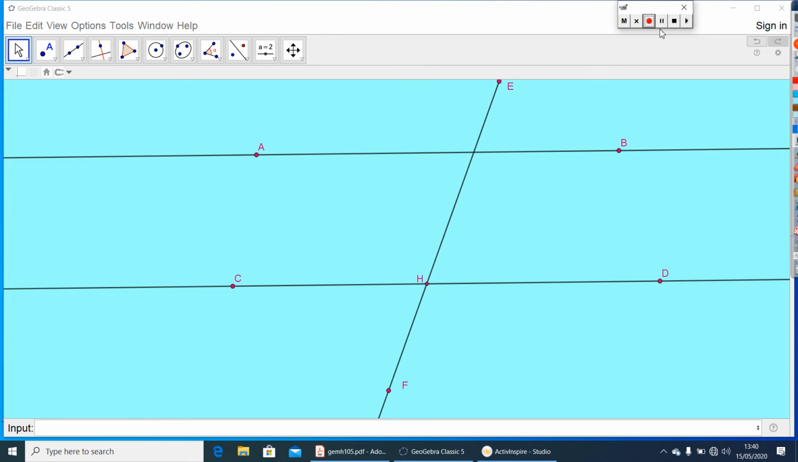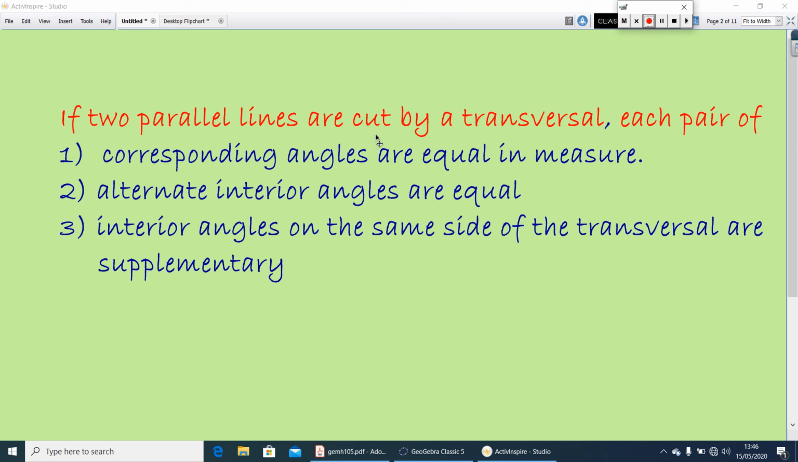So you can summarize, if two parallel lines are cut by a transversal, each pair of 1. Corresponding angles are equal in measure, 2. Alternate interior angles are equal, and 3. Interior angles on the same side of the transversal are supplementary. That is, sum of those interior angles will be equal to 180 degree. These are the three conditions when two parallel lines are cut by a transversal.